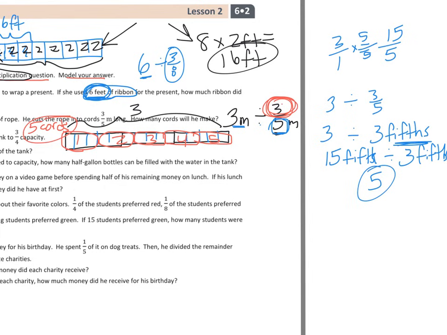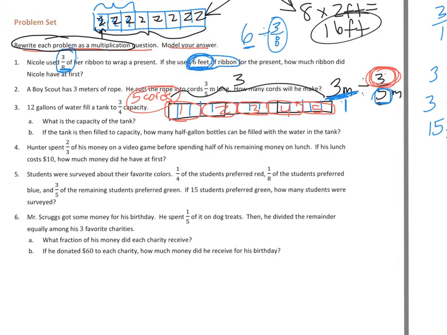You have to make sure that you have the same units. So fractions with a common denominator. So I would start with 3 over 1, and then I would get them to common denominators of fifths, and the fifths would cancel out, and that's why I can just do 15 divided by 3. So that's the second way to look at it.